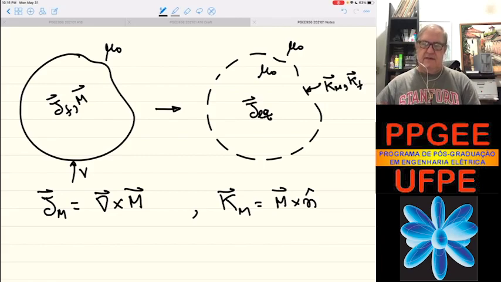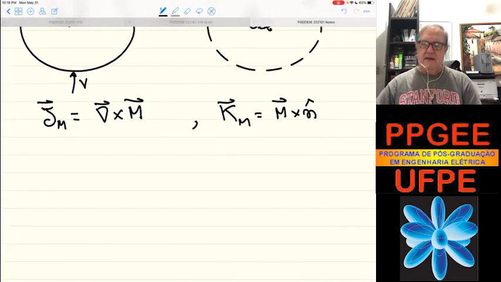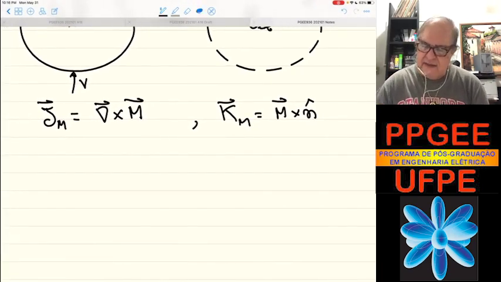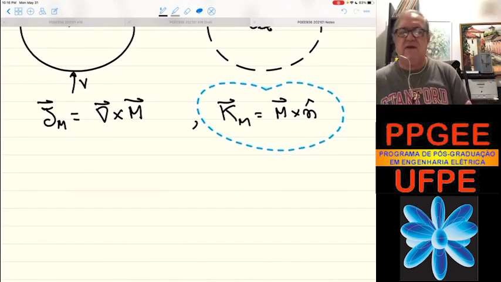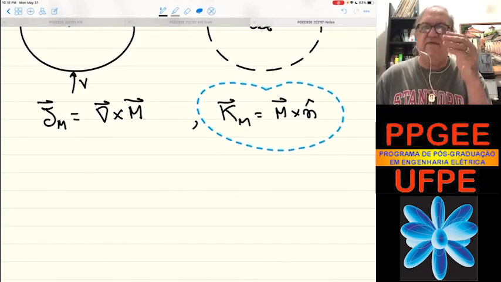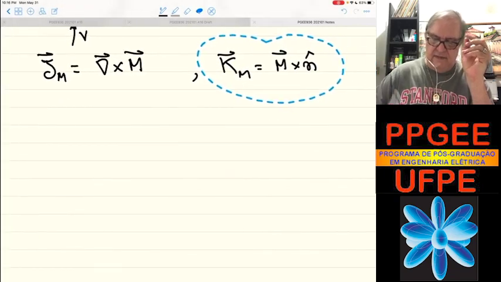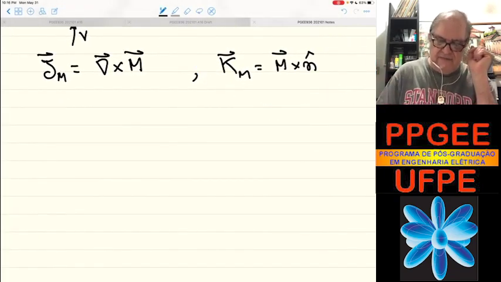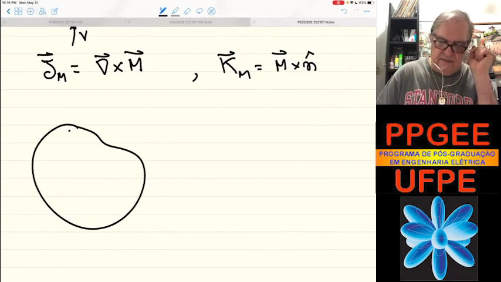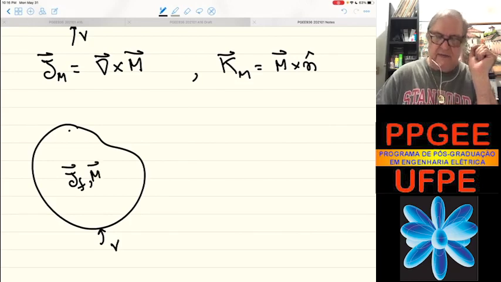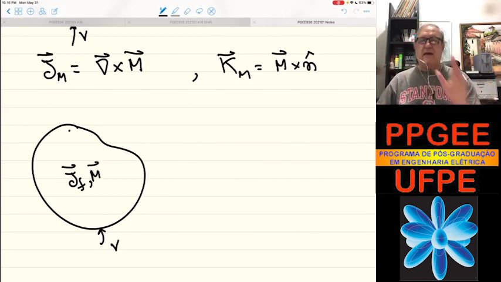So where does it come from? Where does the term come from? You have two ways of calculating the integral when you have the coexistence of magnetization and free currents. Suppose you have your volume with both free currents and magnetization. Well, you can calculate the vector potential by doing this.